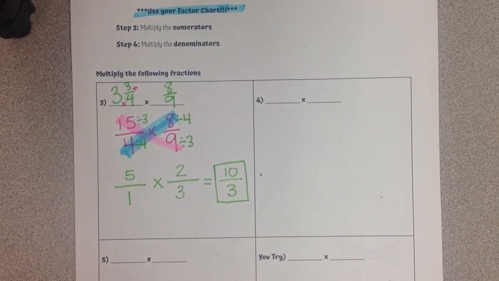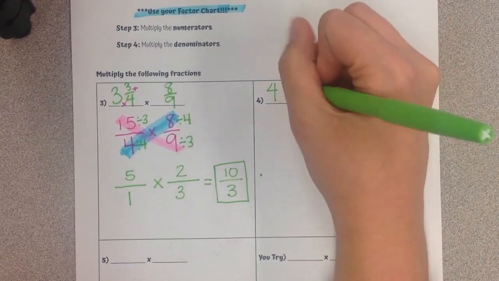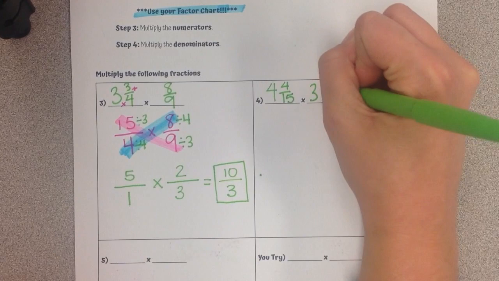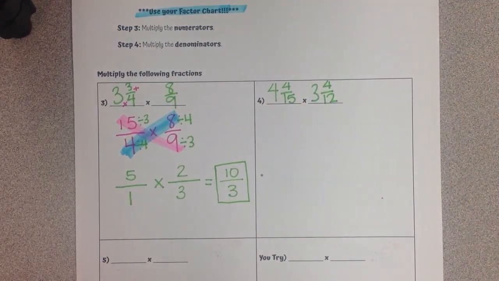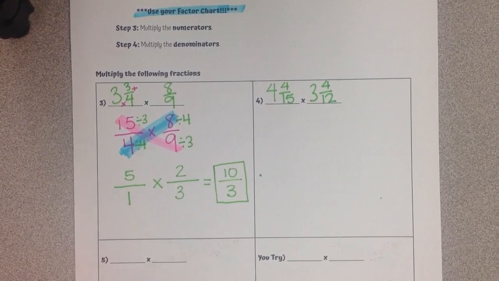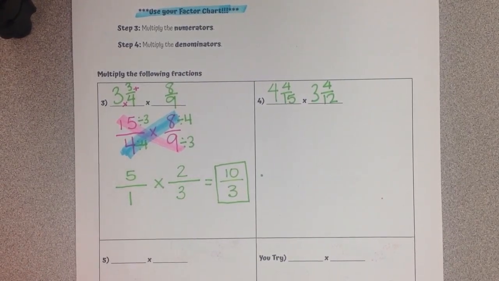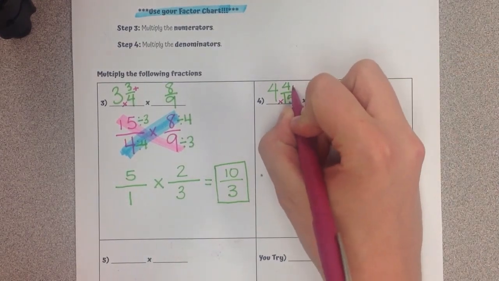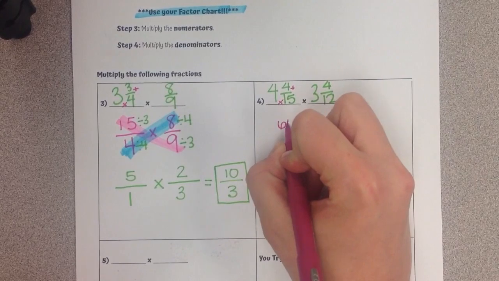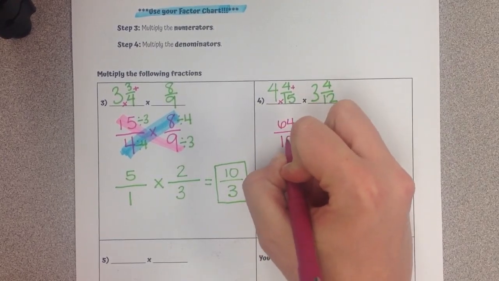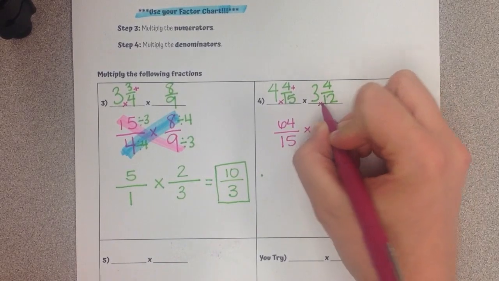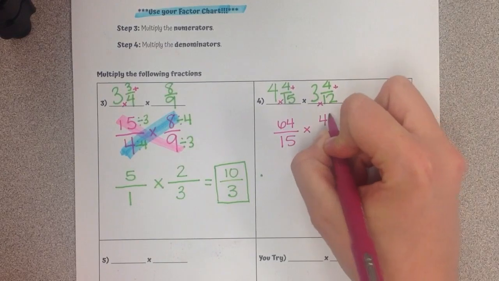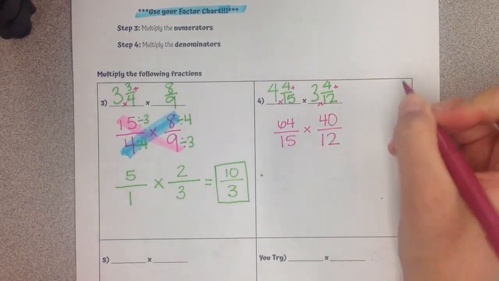Okay, example 4. I have 4 4/15 times 3 4/12. So the first thing I need to do is, now I have two mixed numbers, so I need to convert both of them to improper fractions. So I have 4 times 15 equals 60, plus 4 is 64. And then my denominator is staying the same as 15. 3 times 12 is 36, plus 4 is 40. My denominator stays the same.